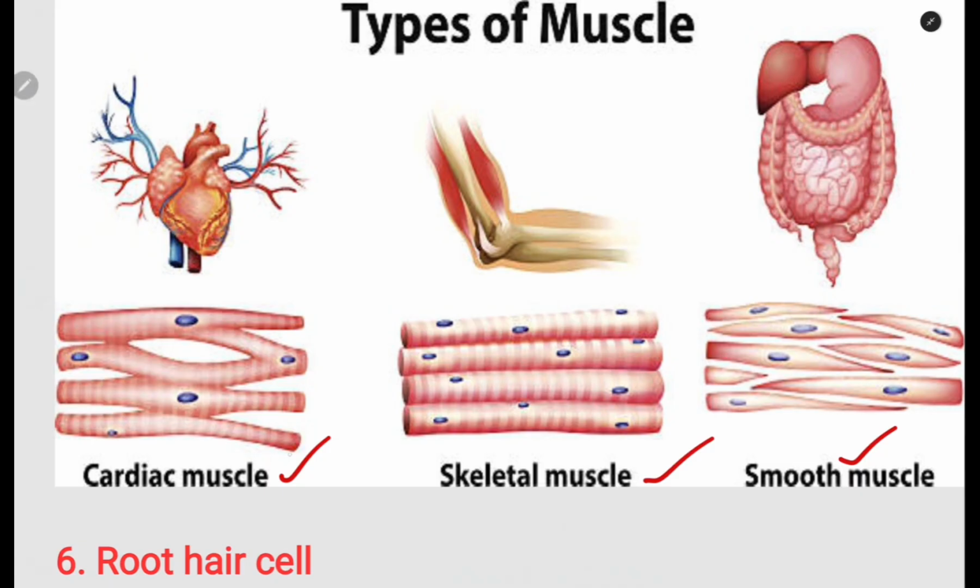So cardiac muscles are found on the heart. The heart is made up of cardiac muscles. Then skeletal muscles are found joining the skeletal system. Then smooth muscles are found mostly in the lining of the intestines and also other internal organs. This is where you find smooth muscles. So 3 types of muscles: cardiac muscles, skeletal muscles, and smooth muscles. And that is basically what we can look at.